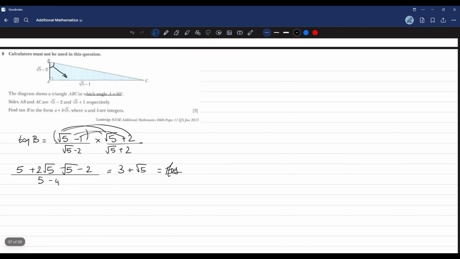Oh, by the way, I'm sorry, my bad. This is not negative 2. Why is that? Because the numerator is under root 5 minus 1. This is under root 5 plus 1.